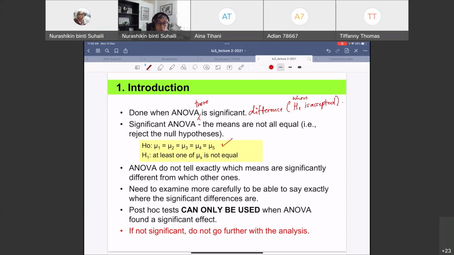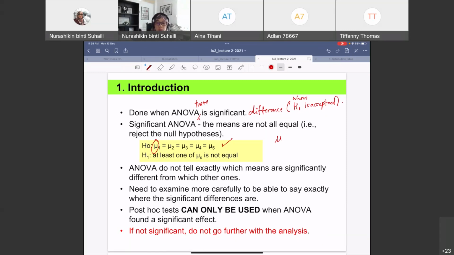This term is mu, we call it mu. Mu1 is equal to mu2, or you have to mention, for example, fertilizer A, but this one is just a generic form. That is the way you can also write the null hypothesis. The alternative hypothesis says that at least one of the means is not equal.